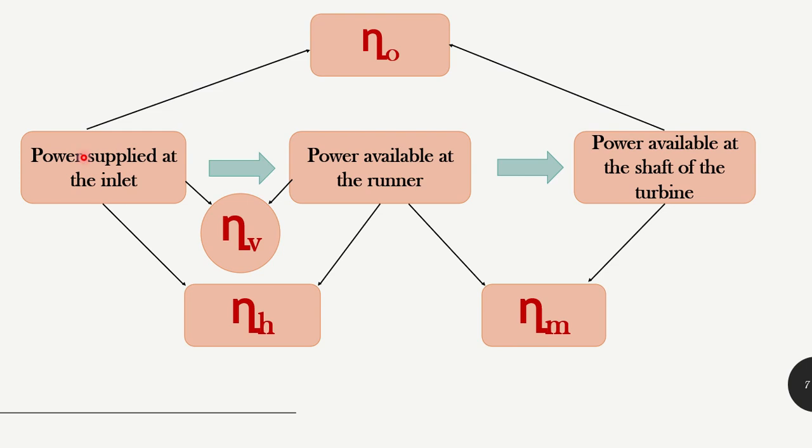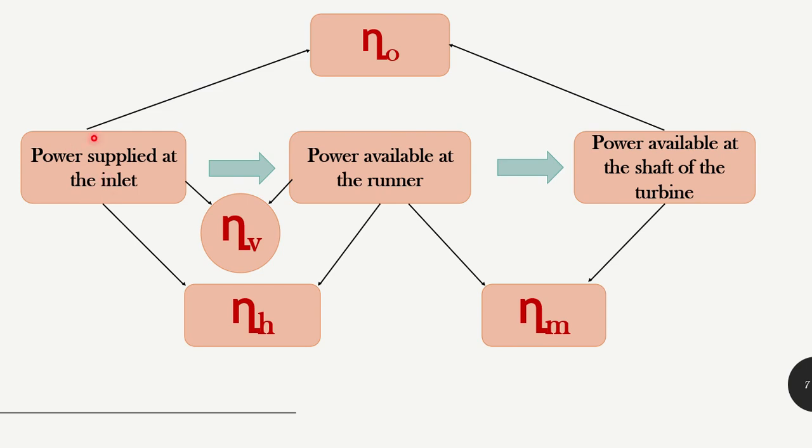Whatever power is supplied at the inlet, I mean before falling on the turbine, whatever energy of the water is ready, that is called water power. Remember this: power supplied at the inlet is called water power. Next, this water came and fell on the runner and the runner is rotating, so the power available at the runner is called runner power. And remember, the runner power is always less than the water power.